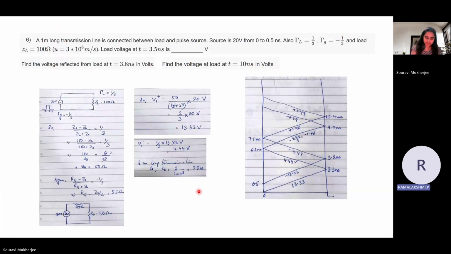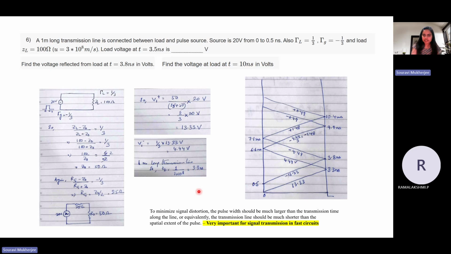Okay, ma'am, it's clear. Okay. So this is telling you that the values are changing as you have multiple reflections.